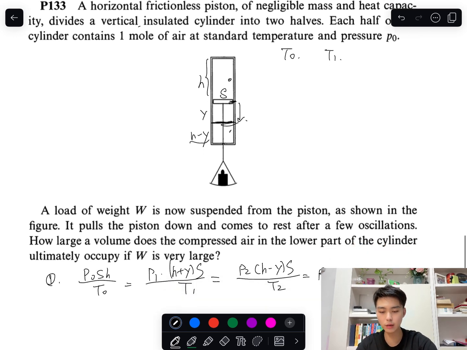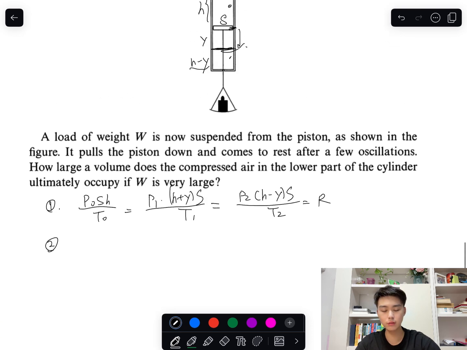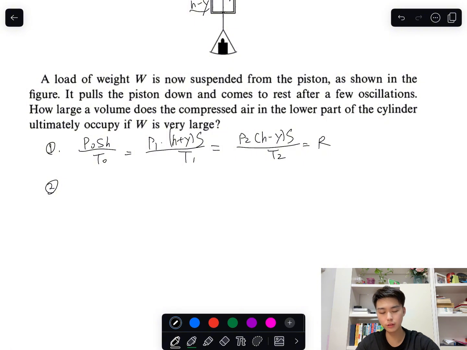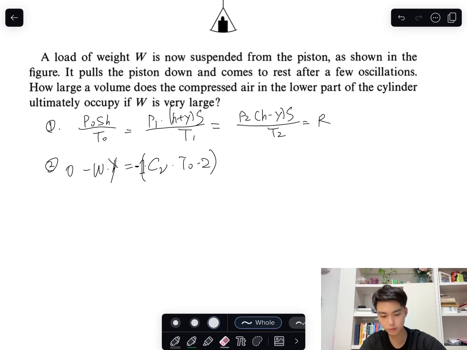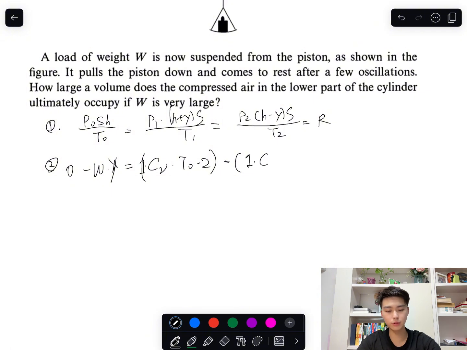The second equation is about the energy. In the ultimate condition, the gravitational energy change is minus W times Y, and that equals the change in internal energy: in the original state, 1 times CV times T0 times 2, minus 1 times CV times T1 plus 1 times CV times T2.